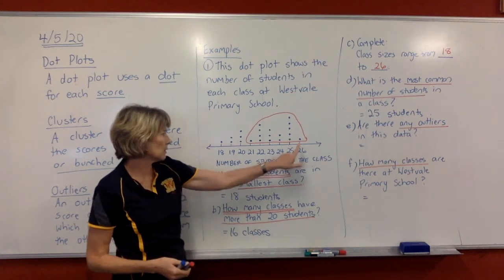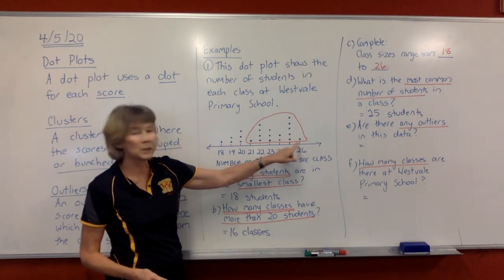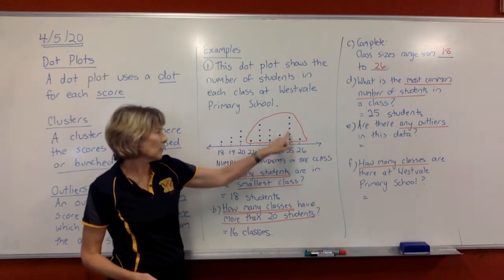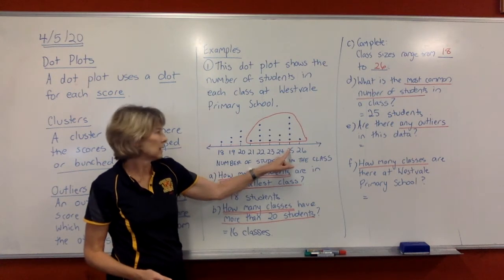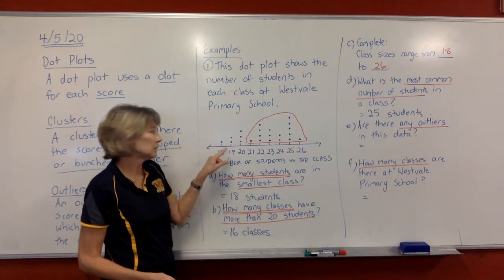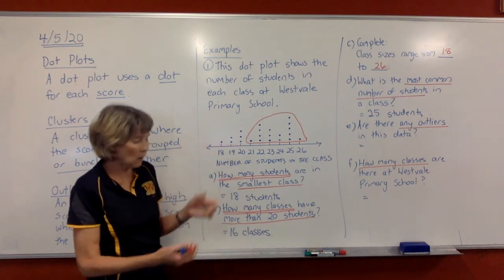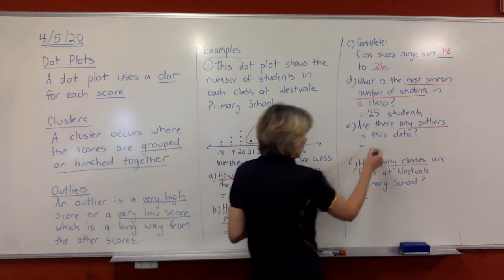Some students think that this might be an outlier because there's only one class with 26 students in it, but there's a lot with 25 and that's just below it. So I would not call that an outlier. Similarly, down here, 18 students is still pretty close to the 19. We have no big space there, so I would say no, there's no outliers.